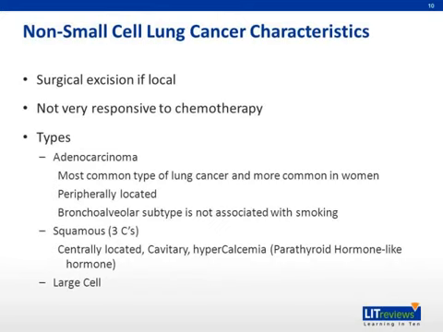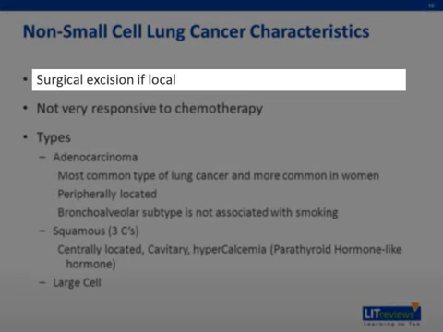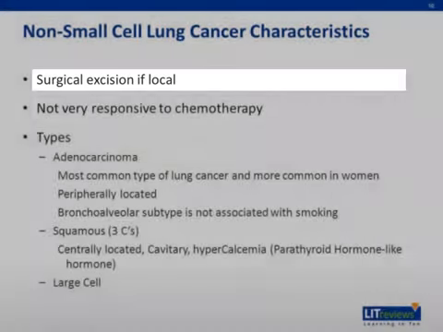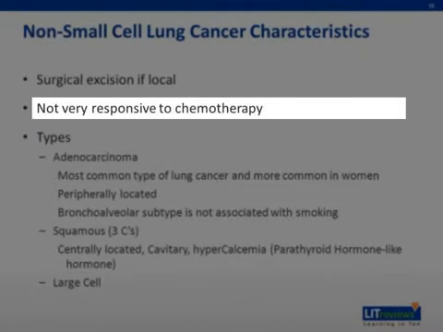Okay, so non-small cell lung cancer characteristics. For local non-small cell lung cancer, surgical excision is the treatment of choice. This is important for making the distinction between small cell and non-small cell lung cancer. For local non-small cell disease, surgical excision is the treatment of choice because it's not very responsive to chemotherapy at all, contrasting again with small cell, which is very responsive to chemotherapy and radiotherapy.